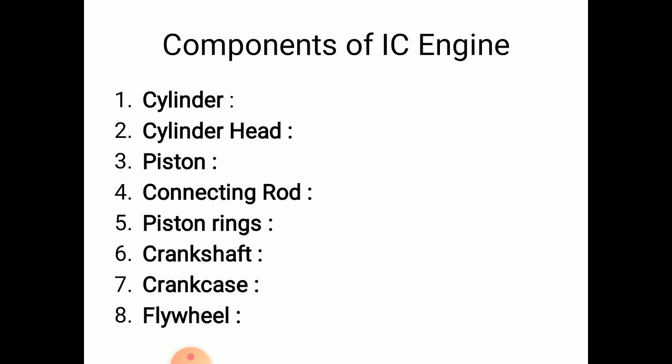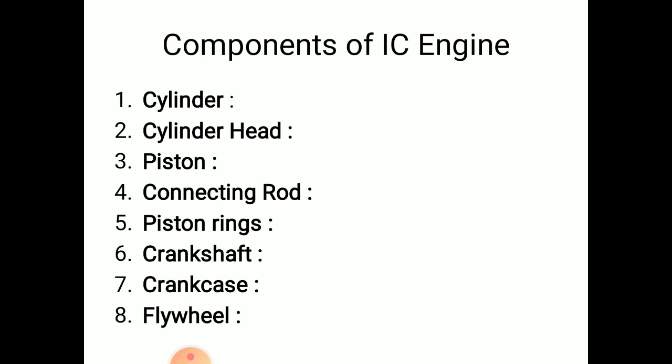First one, cylinder, withstand 50 bar pressure and 2000 centigrade temperature. Which one is made from the cast iron, steel alloy or aluminum alloy. Second one is cylinder head. Cylinder head contain spark plug for petrol engine and nozzle for diesel engine. Which one is made from the cast iron, steel alloy, aluminum alloy.